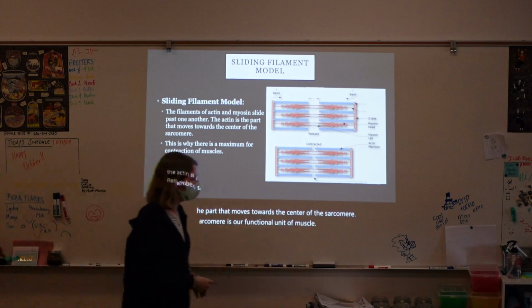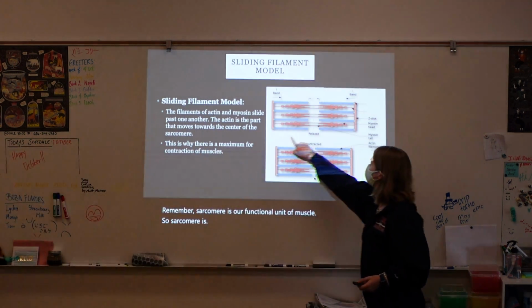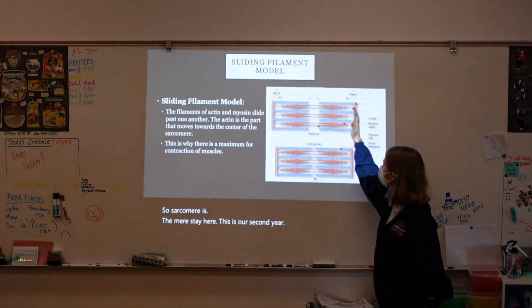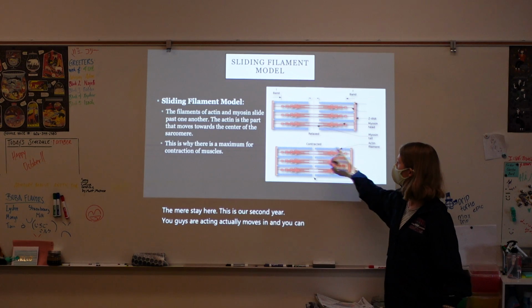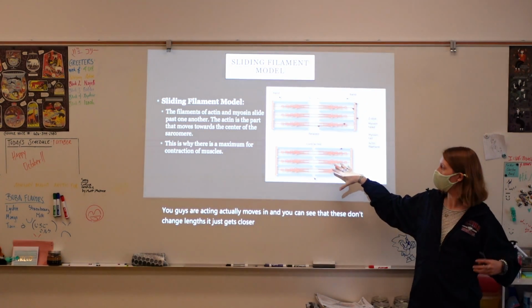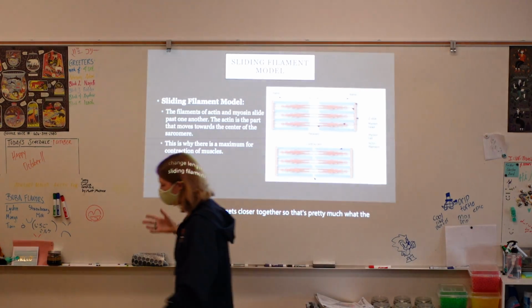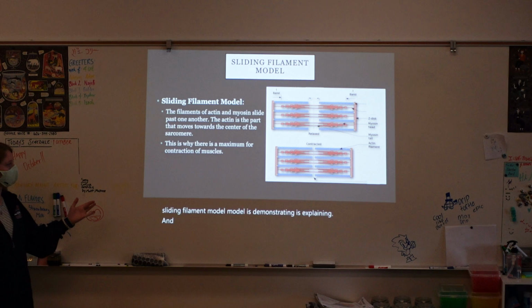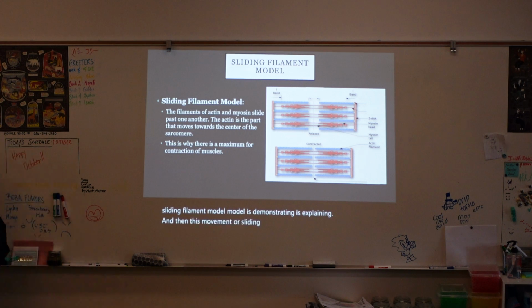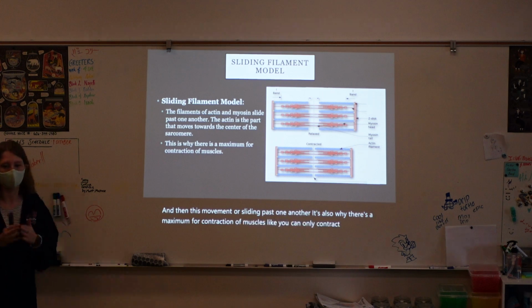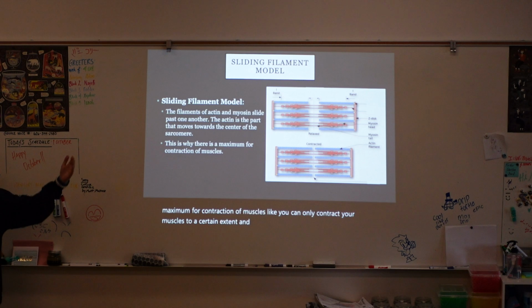So sarcomere is from here to here. This is our sarcomere. Okay, so our actin actually moves in, and you can see that these don't change length, so it just gets closer together. So that's pretty much what the sliding filament model is demonstrating, is explaining. And then this movement, or sliding past one another, is also why there's a maximum for contraction of muscles. Like, you can only contract your muscles to a certain extent, and then you can't do it any farther. This is why.